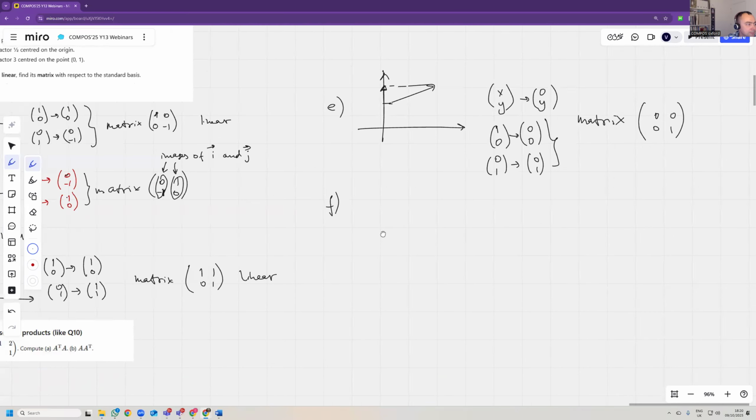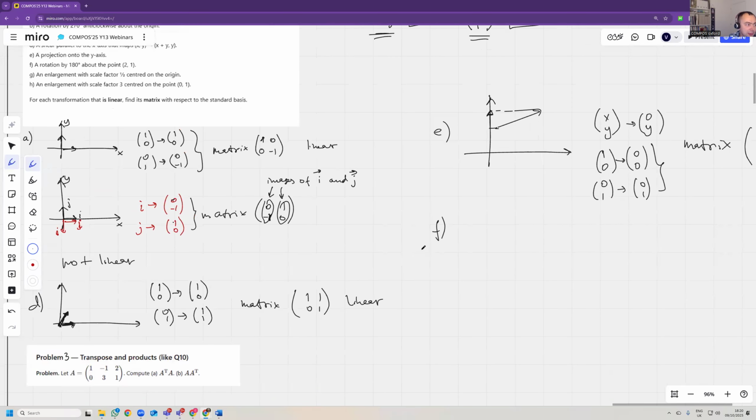All right, nice. Rotation about 180 degrees about the point (2, 1). So it's not linear because (0, 0) is not mapped onto (0, 0). That's quite straightforward. An enlargement with scale factor 1/2 centered at the origin. So if you have a pair of vectors, enlargement scale factor 1/2, the vectors become smaller. So the matrix is [1/2, 0; 0, 1/2].